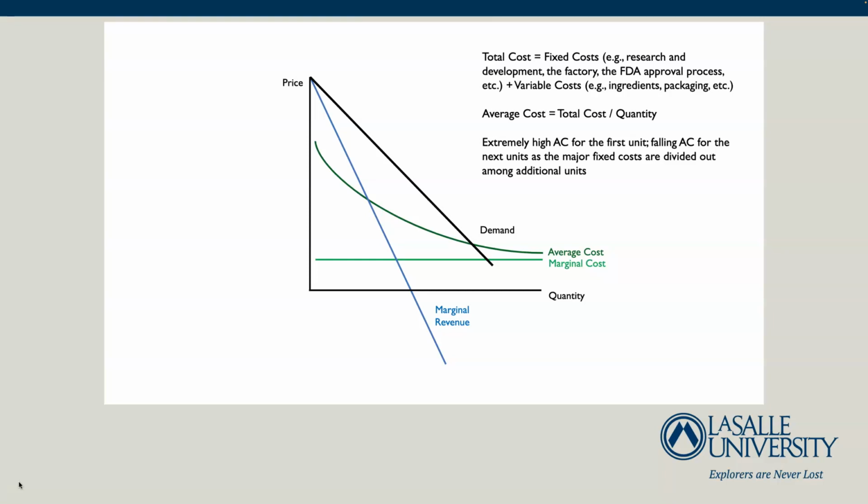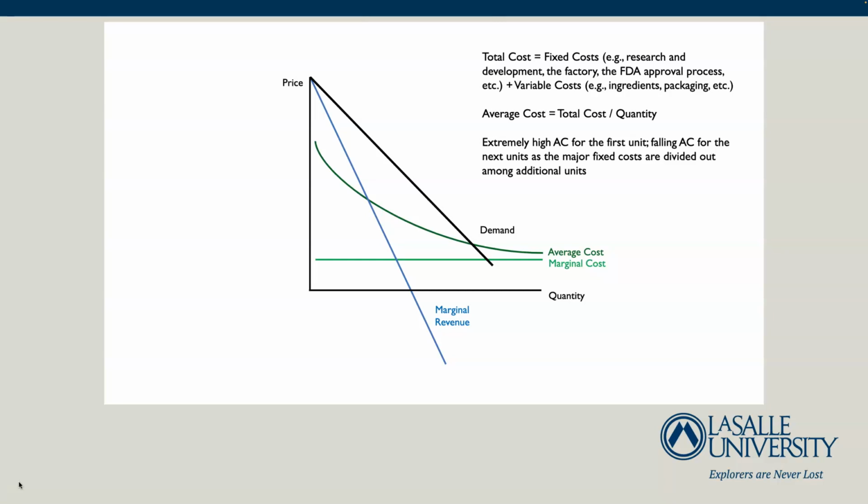Now let's bring in the cost structure. We know the total cost is the sum of fixed cost and variable cost. Fixed costs are those costs that are not changing with the level of output and include things like the initial research and development outlay, the factory expenditure, the FDA approval process, and so forth. And then the variable costs tend to be relatively low, and those are things like ingredients or packaging. So average cost is simply total cost divided by quantity of output.